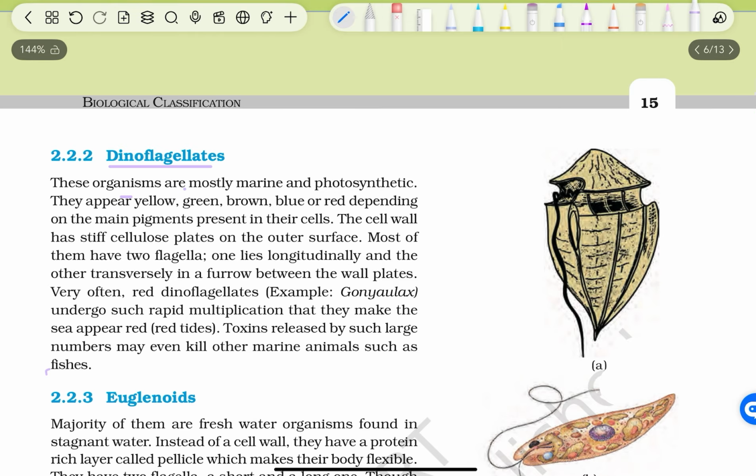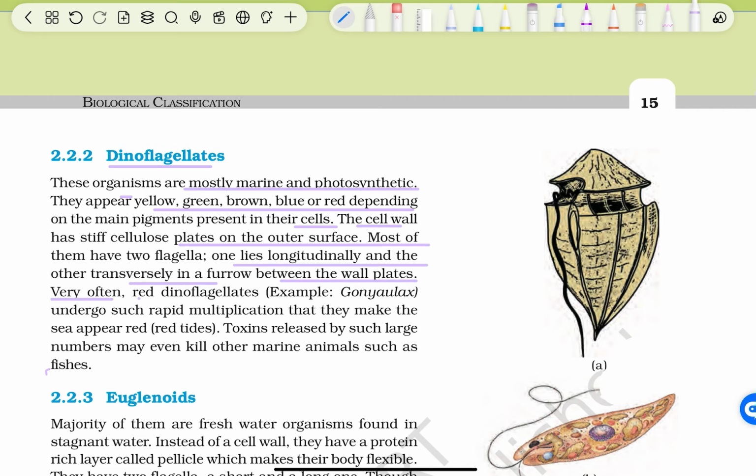Dinoflagellates. These organisms are mostly marine and photosynthetic. They appear yellow, green, brown, blue or red depending on the main pigments present in their cells. The cell wall has stiff cellulose plates on the outer surface. Most of them have two flagella. One lies longitudinally and the other transversely in a furrow between the wall plates.